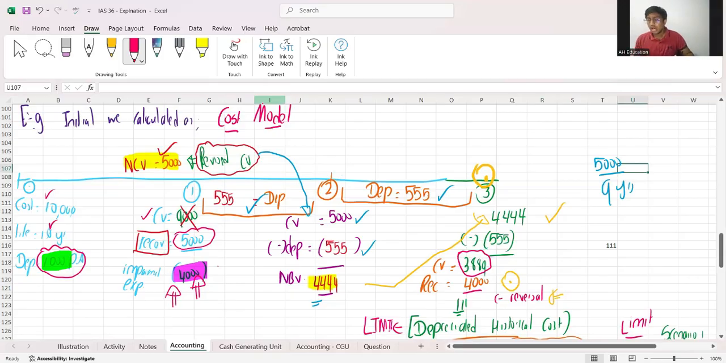Now, most students get stuck in the reversal of impairment part, right? What they would do is just compare the carrying value and the recoverable value. The difference, they consider as the reversal, which is wrong. Let me tell you why.